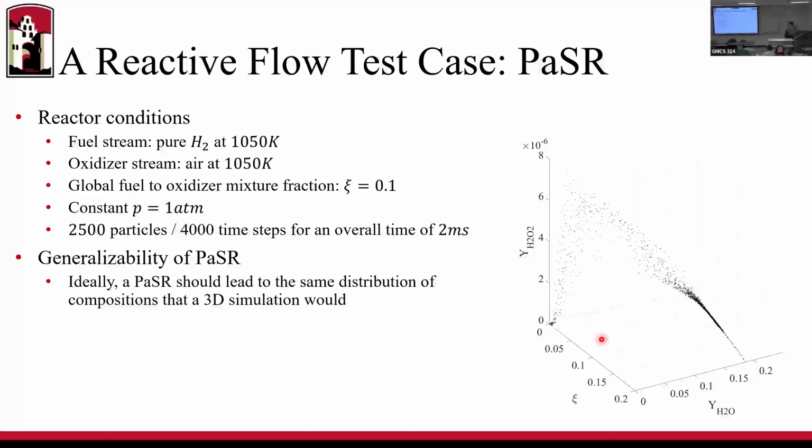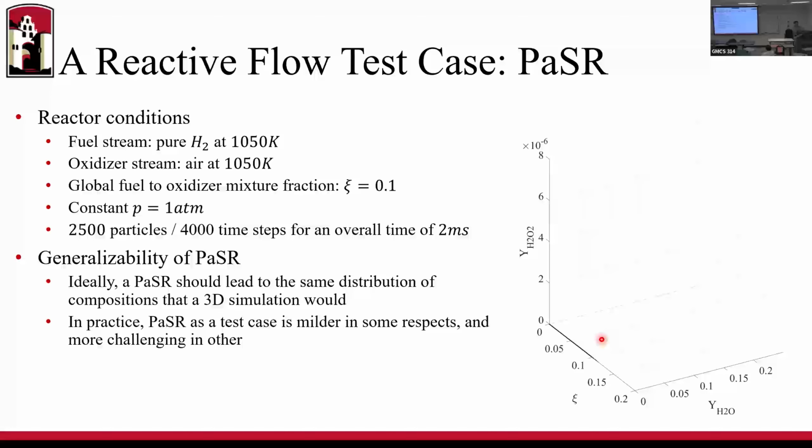Okay, and as I said, we're using this partially stirred reactor as a model for the kind of chemistry that we get in something like a direct numerical simulation, a computational combustion simulation. So, how well does a partially stirred reactor generalize? Well, ideally, it should give us the same distribution of compositions that a three-dimensional simulation would. Now, in practice, the partially stirred reactor as a test case is going to be milder than a full simulation in some respects and more challenging in other respects.